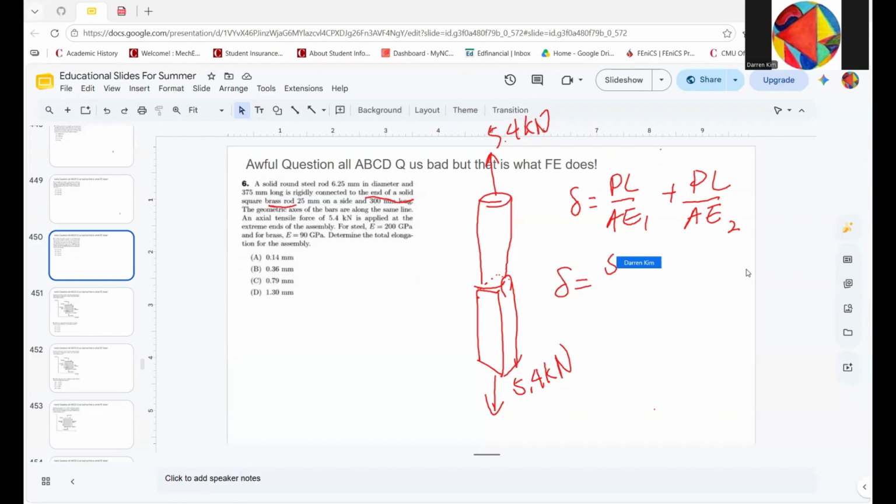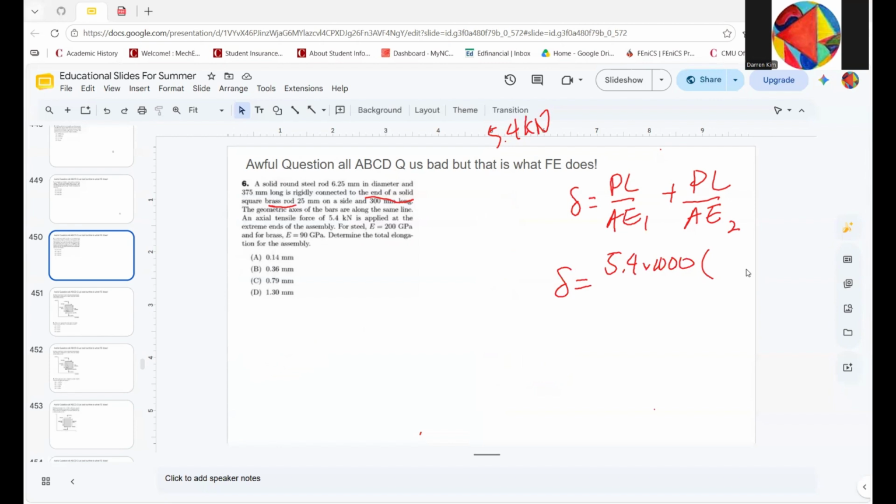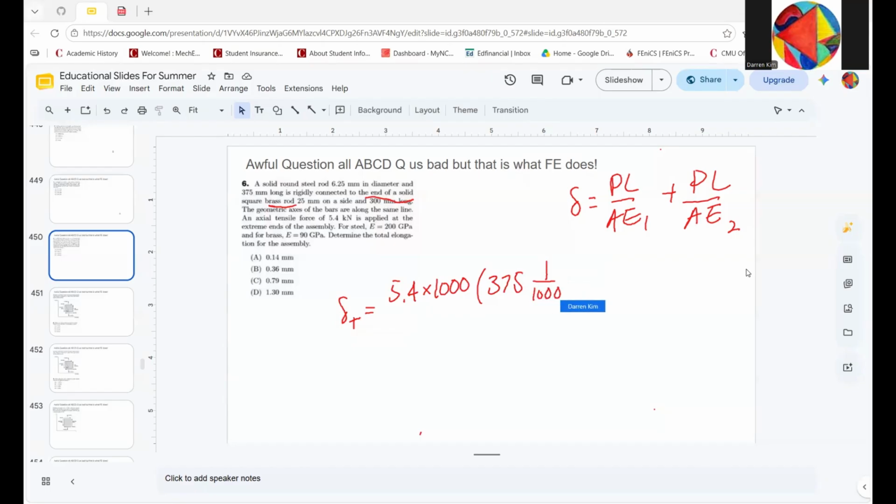So it's about 5.4 times 1,000, right? Parentheses, the length of this. And I need more space. Delta total equals 5.4 multiplied by 1,000. Actually, let me just erase all this because I understand what it's doing now. So there's no point in me writing this. Let me just write the whole equation down. I was expecting it to have some kind of diagram because that would be awesome. But I guess it's not in their budget or something. 375 millimeters, so divide by 1,000. Parentheses, divided by 375. Oh, that's a length. No, that's wrong. It's diameter.